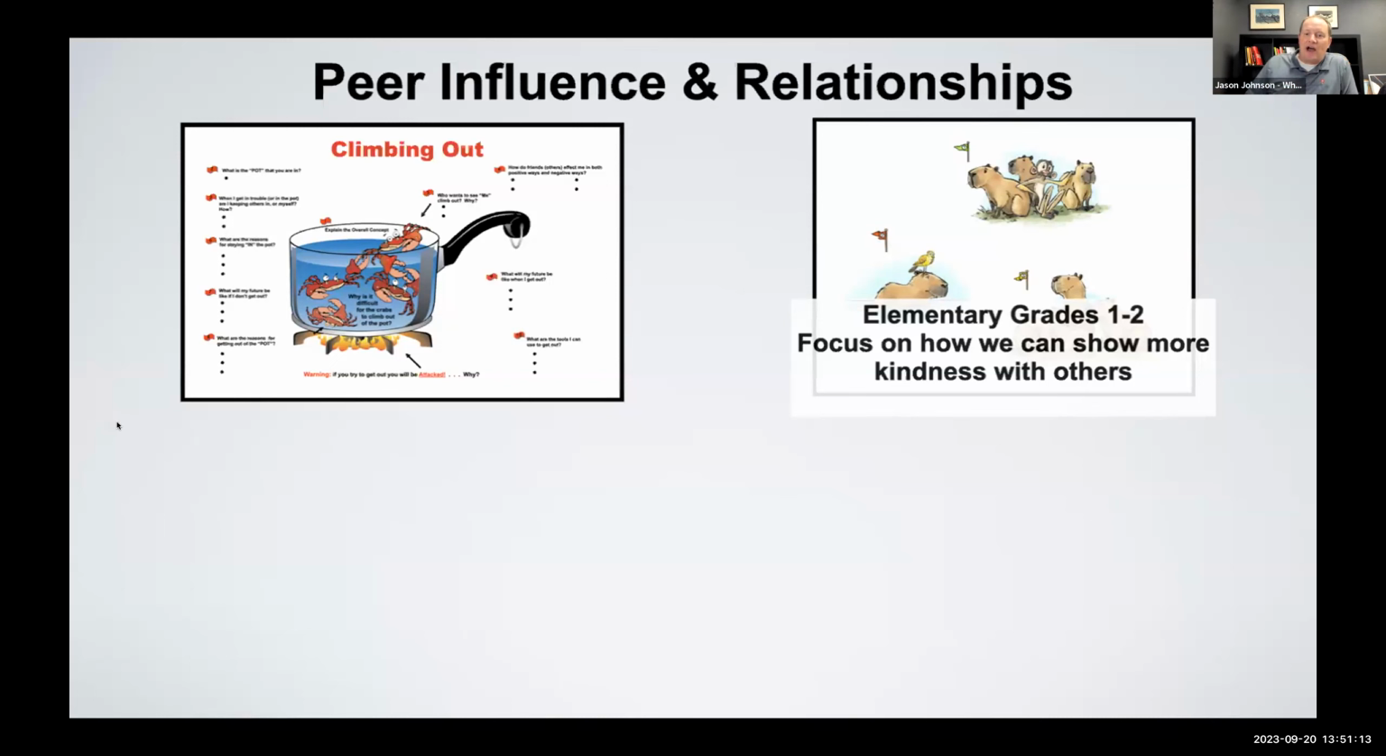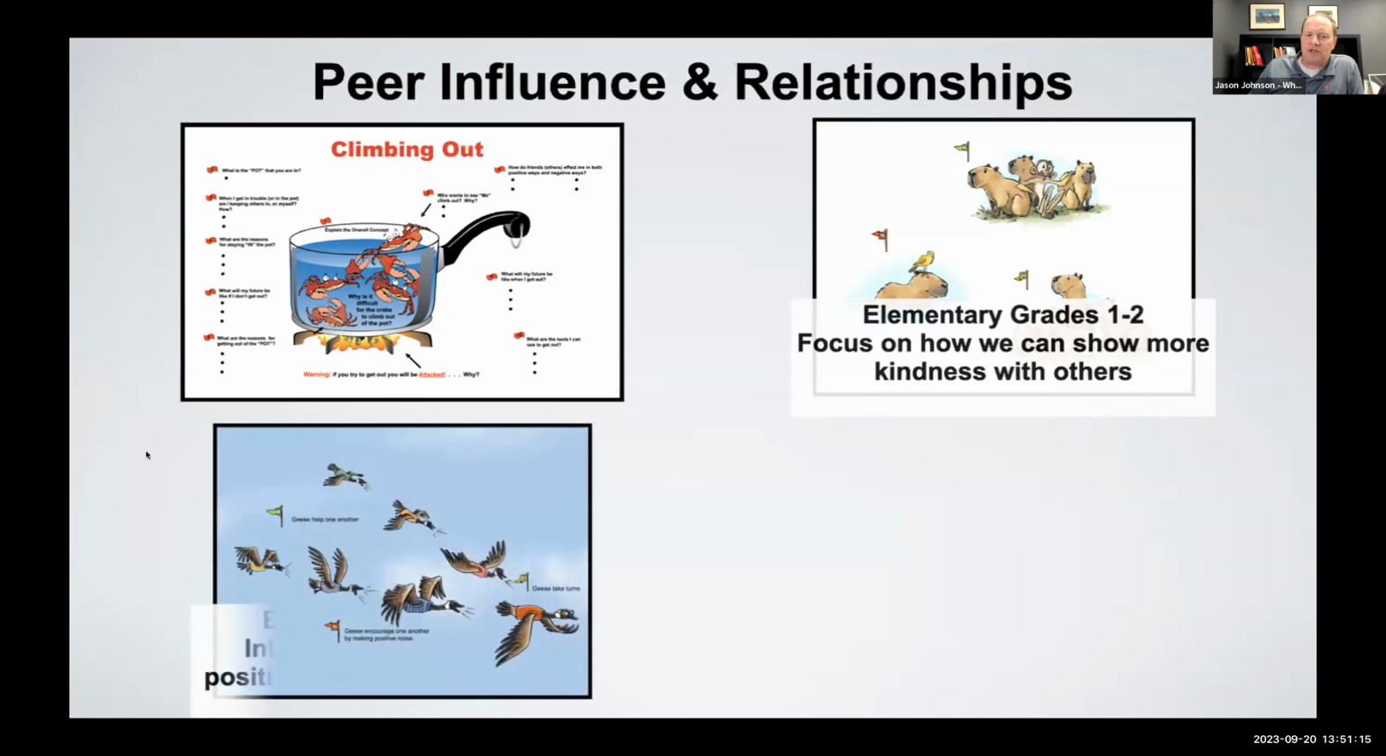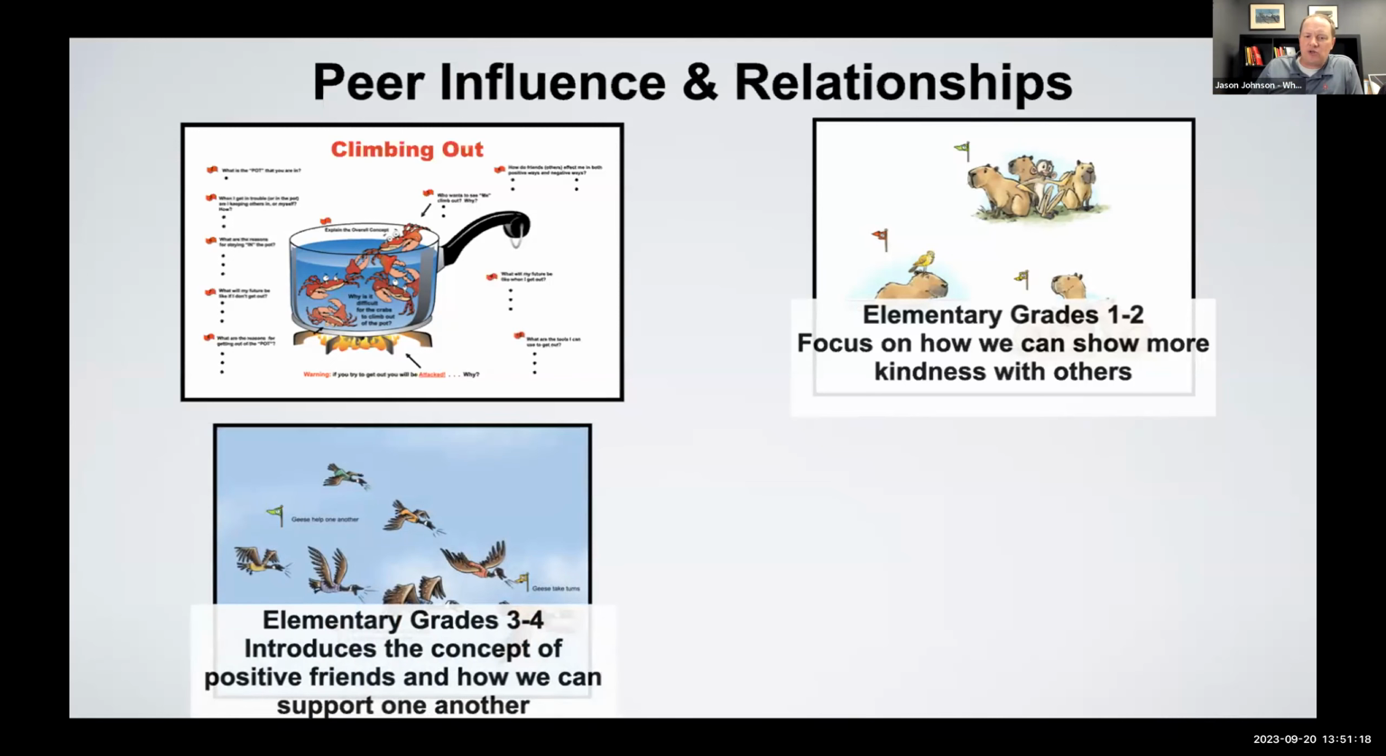Now, after we teach kindness, where we typically go after that is we want to introduce the idea of a positive friend. We typically would introduce that somewhere around grades 3 and 4. And we actually use geese flying in a V formation and helping each other out, taking turns at the front of the V, taking turns further back in the V, as a way that they support one another. And they're great examples of animals that are supportive and friendly to one another. So we're still building this positive foundation of kindness, being a positive friend, finding positive friends.